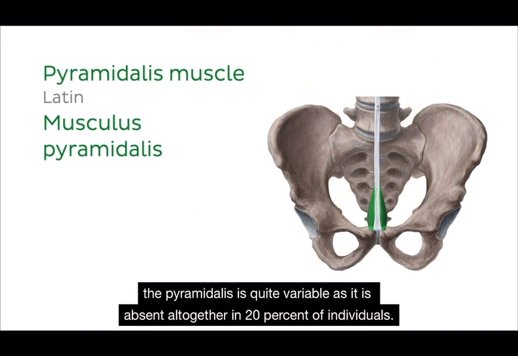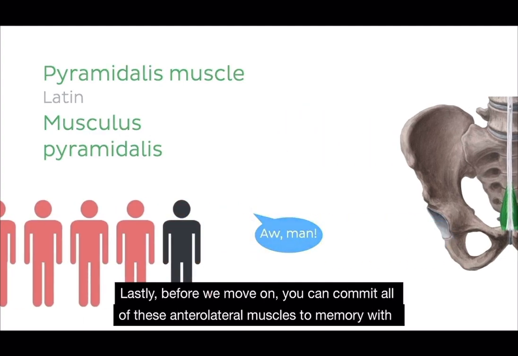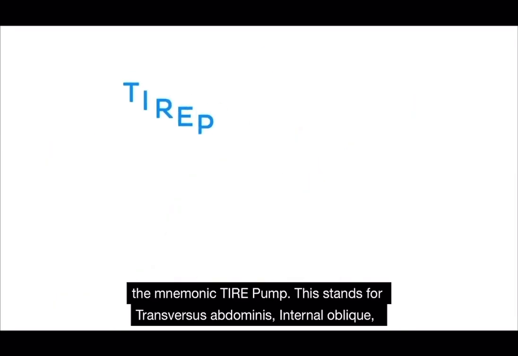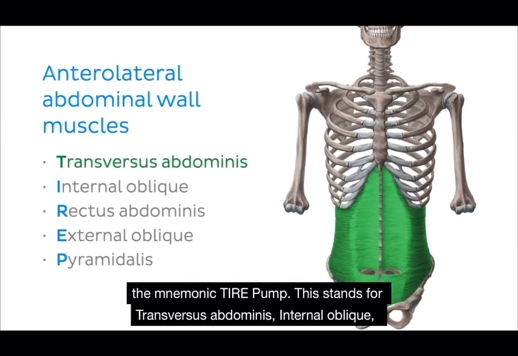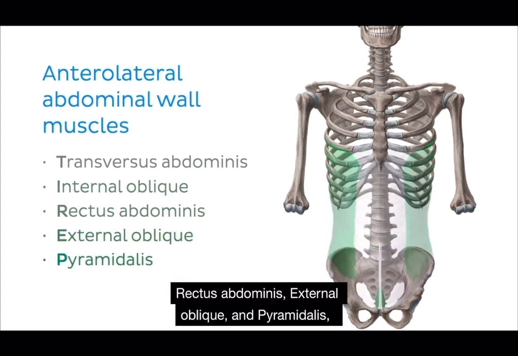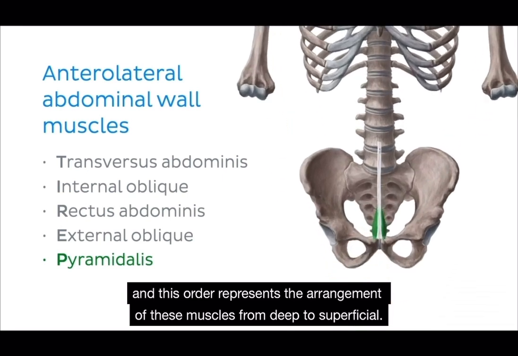Interestingly, the pyramidalis is quite variable, as it is absent altogether in 20% of individuals. Lastly, before we move on, you can commit all of these anterolateral muscles to memory with the mnemonic tire pump. This stands for transversus abdominis, internal oblique, rectus abdominis, external oblique, and pyramidalis. And this order represents the arrangement of these muscles from deep to superficial.